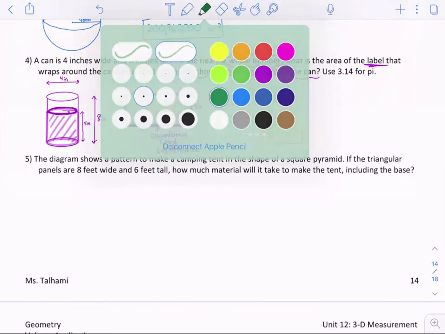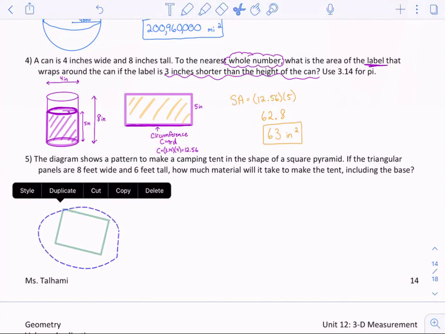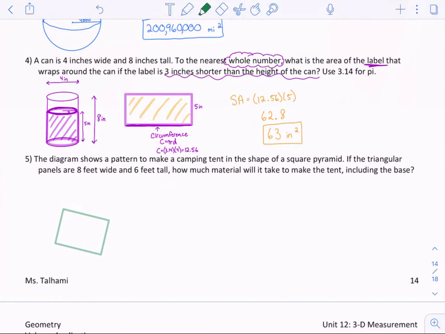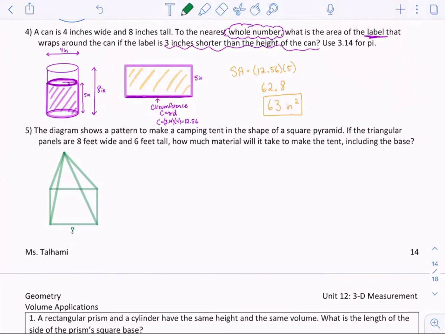Lastly, number 5, the diagram shows a pattern to make a camping tent in the shape of a square pyramid. There's no diagram, but I'll draw the diagram. And I know Mrs. Talhami, whenever she's talking about a pyramid, it is always referring to a common point that they are all attached to. If the triangular panels are 8 feet wide and 6 feet tall, how much material will it take to make the tent, including the base? So again, real life application, tent makers. Nice thing to do this summer, go camping.